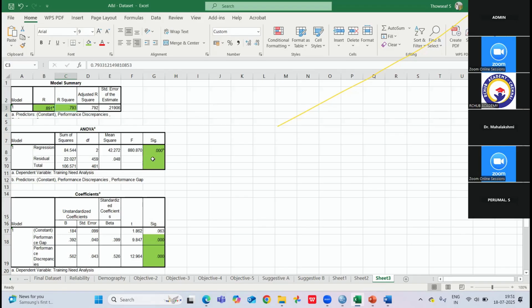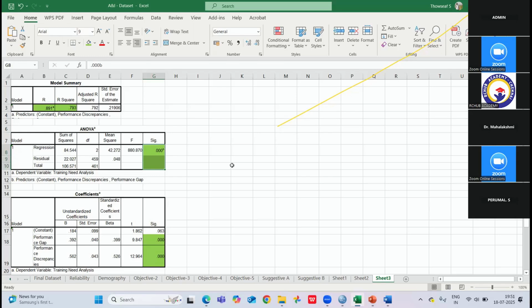And the next most important value is the ANOVA significance value. The ANOVA significance value should be less than 0.05. It should be less than 0.05. Only then can we say that our model is fit.